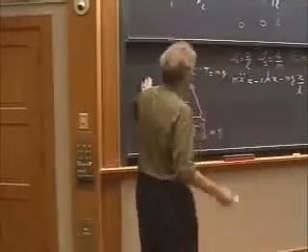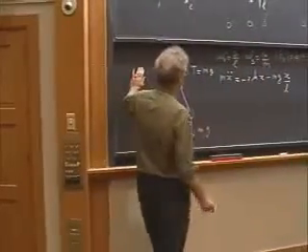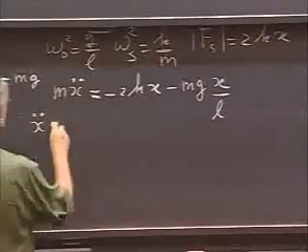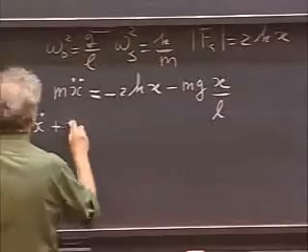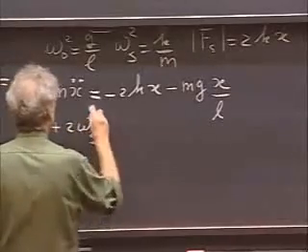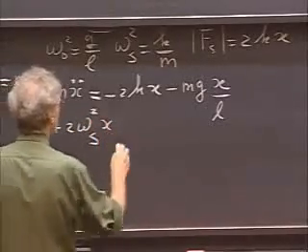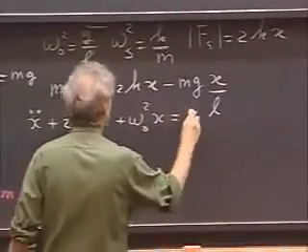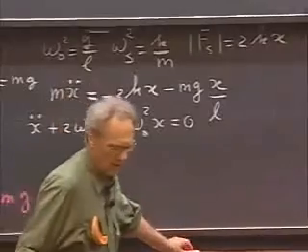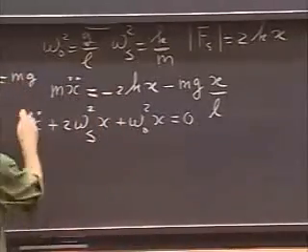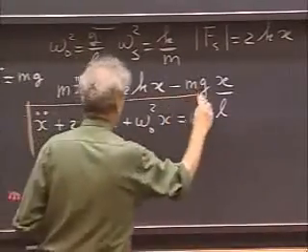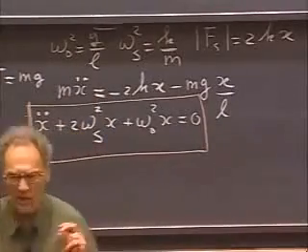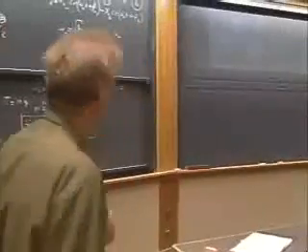I'm going to divide m out, and I'm going to bring everything to one side. So I'm going to get x double dot plus 2 omega s squared times x plus omega 0 squared times x equals 0. And our task now is to solve this differential equation. And that, of course, you can do in 3 seconds, because you recognize this differential equation.